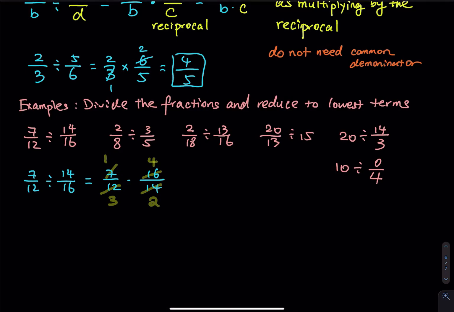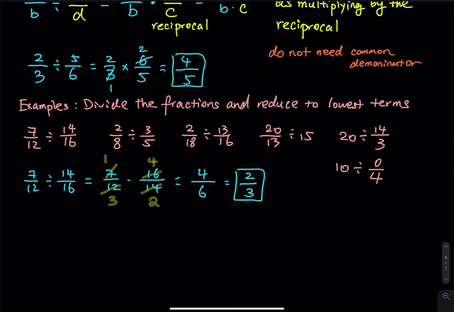Before you move on, I have to remind you that you must divide the top and bottom by the same number. Again, you must divide the top and bottom by the same number. So overall, what do we get? 1 times 4, and then 3 times 2, that equals 4 over 6. I know they are both even, so you can reduce one step further by dividing top and bottom by 2. 4 divided by 2 is 2, 6 divided by 2 is 3. So that's how you perform division.